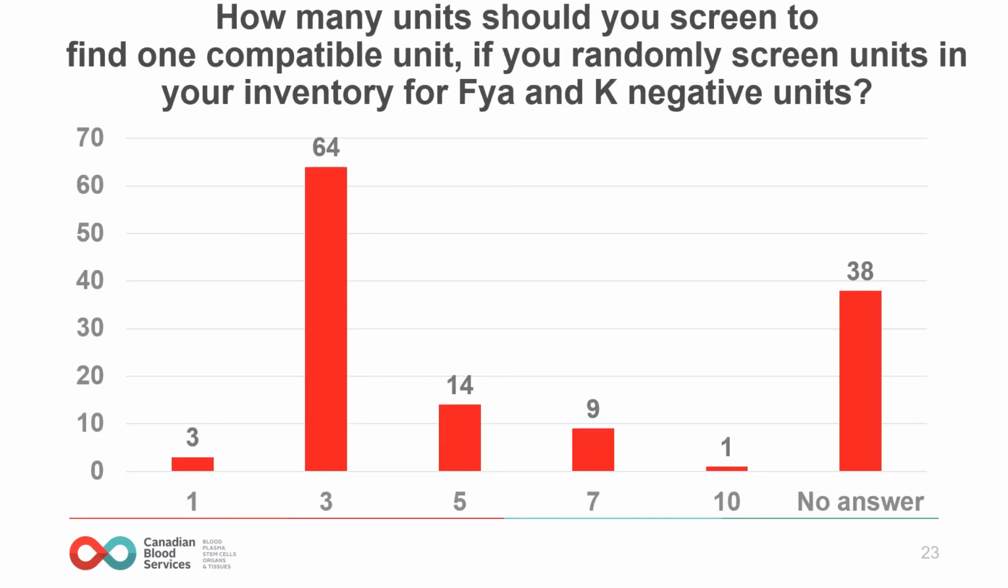How many units should you screen to find one compatible unit if you randomly screen units in your inventory for Duffy A and Cw negative units? The correct answer is 3, and 64% of the participants actually got it right, and 38% of the participants don't know how to calculate, and hopefully this formula will help you in the future.